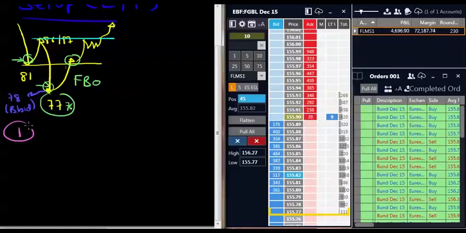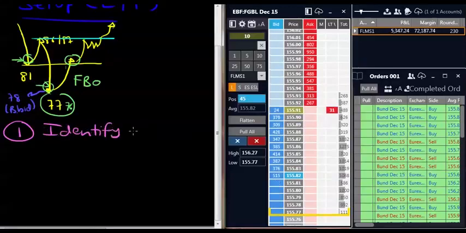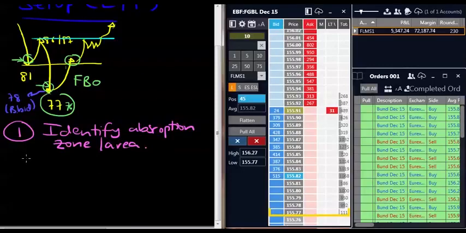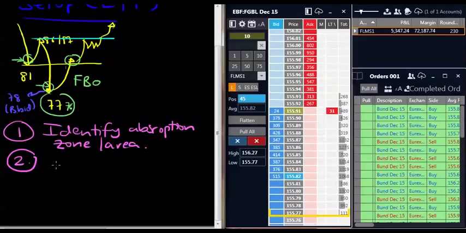So we identify the absorption zone or area. We already knew that it was there. We could identify it very clearly on the price, pinpoint it. That's the area where we're seeing the absorption. Then we wait until we see the buyers trying to put up a fight.